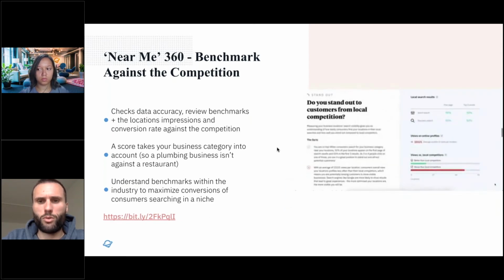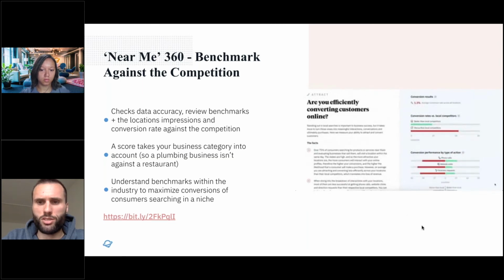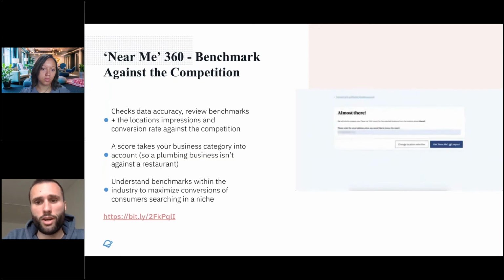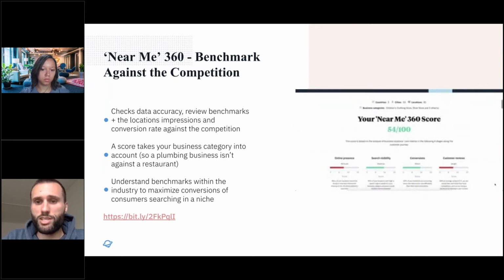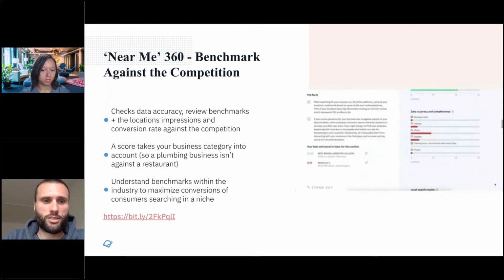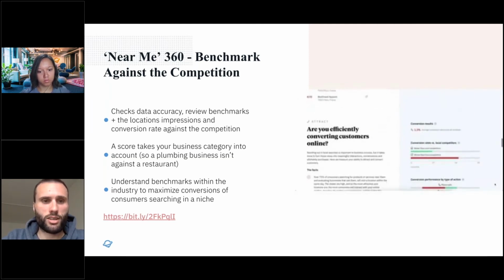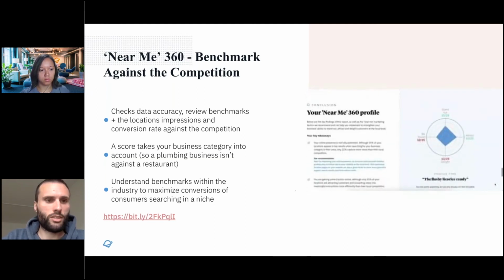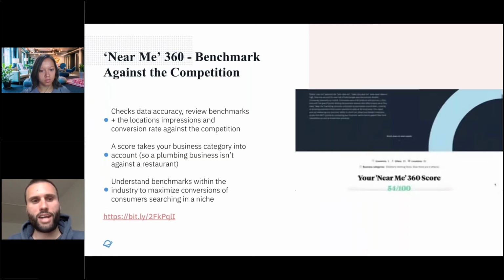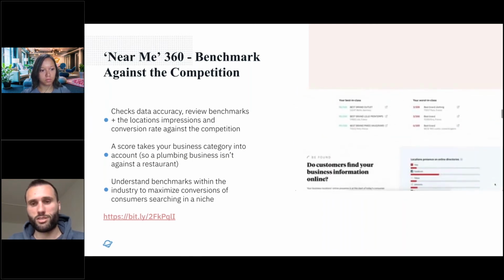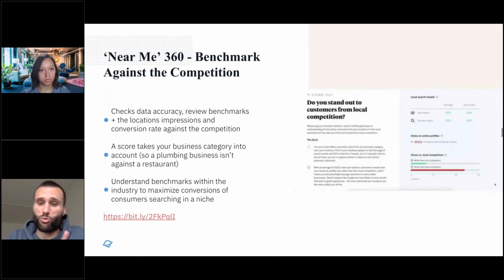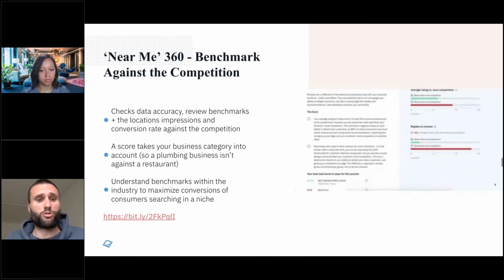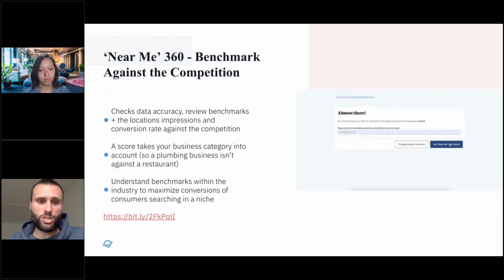But when you actually return that report, you can see, as an example, what I'm showing you now is one of these reports, and it's quite in depth. And as I said before, easy to run, totally free. It checks the data accuracy, review benchmarks, and the location impressions and conversion rate against the competition. And then secondly, the score takes your business category into account. So one thing I like to say is a plumber doesn't get matched against a restaurant, which would have completely different review benchmarks. You're matched against your niche, which is great.